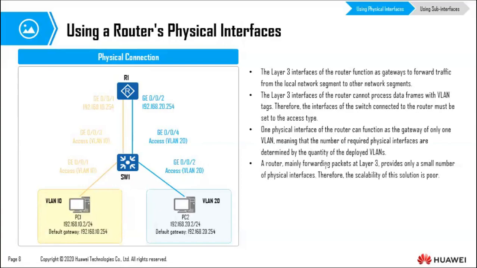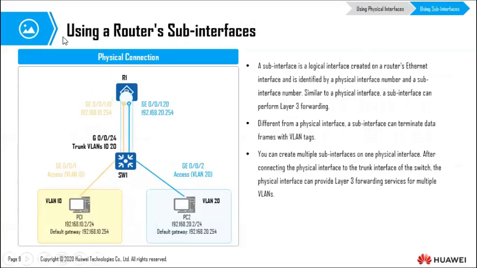Okay, so a router mainly forwarding packets at layer 3 provides only a small number of physical interfaces. Therefore, the scalability of this solution is what? Poor. For this solution, we are saying each VLAN occupies or uses a single router physical interface. VLAN 10 is using GE0/0/1. VLAN 20 is using GE0/0/2. So scalability is poor because this router only has 6 physical interfaces. So it means we cannot have more than 6 VLANs, which might not be able to support the requirements of today's networks.